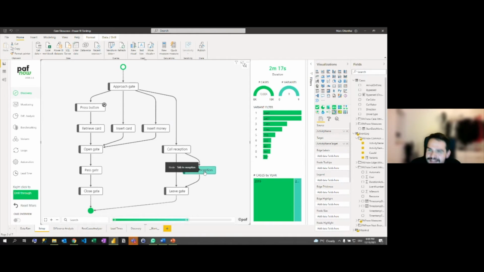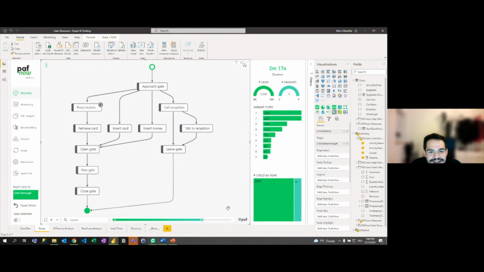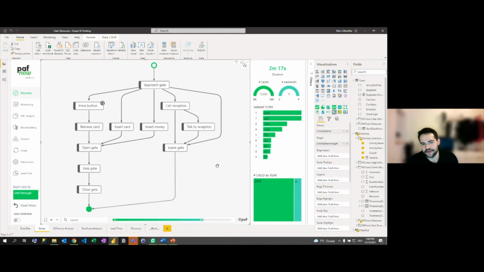Someone approached the gate, called reception, and actually someone picked up the phone, and I don't know what they talked about, but the person also left the gate. Okay, interesting, sure enough. Next variant, someone approached the gate and left the gate. Okay, those people were maybe a bit shy. Maybe we can also find out why this happened.